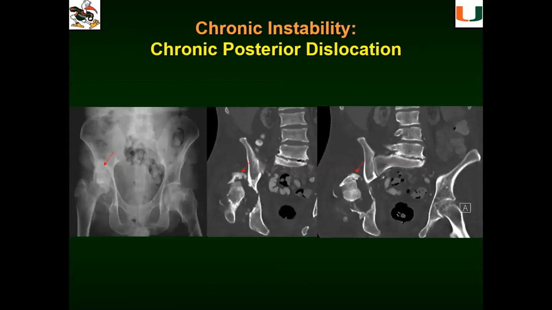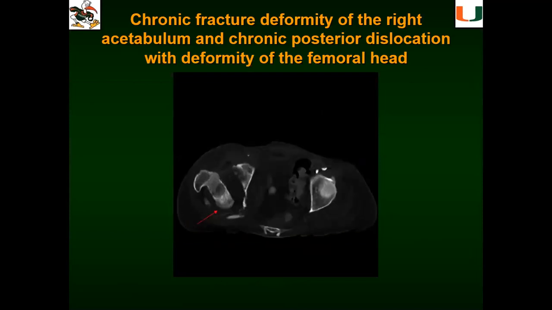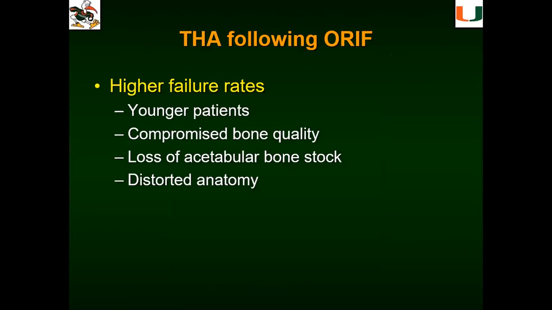Here's another patient with chronic instability, obviously a lot of heterotopic bone and non-united fracture fragments with a chronic posterior dislocation and subsequent deformity of the femoral head. So total hip arthroplasty following open reduction internal fixation of acetabular fracture has a much higher failure rate. The orthopedic literature is pretty clear. What I mean by that is if you have an acetabular fracture and they did open reduction internal fixation and they were not able to appropriately reduce or restore the congruity of the articular surface, those patients tend to have a much higher failure rate of hip arthroplasty, which is unfortunate because you're dealing with younger patients.